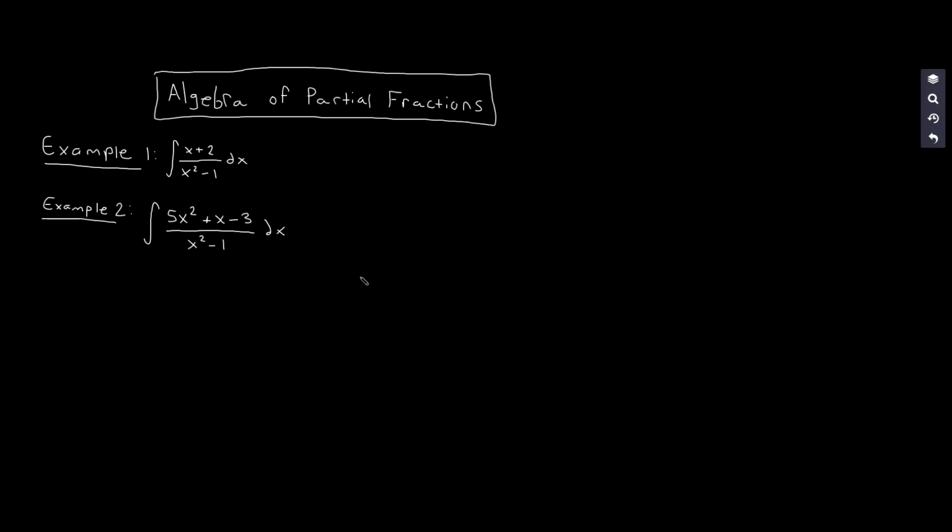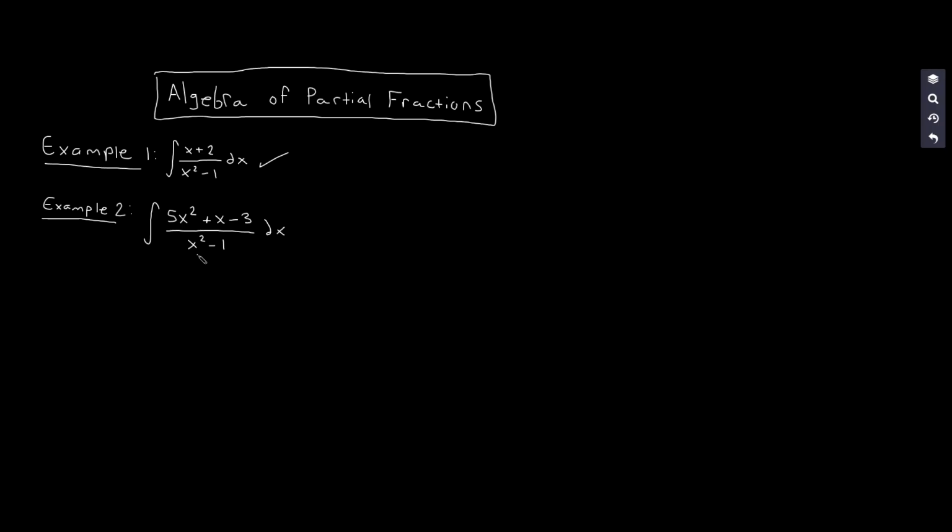The first thing that we have to do is make sure that the numerator of the function has a degree that's less than the denominator. Because if it doesn't, then we have to start off the process by doing long division. So let's look at example 1 here. Here the degree in the denominator is larger than the degree in the numerator, so this is fine. We're not going to have to do a long division with this example 1.